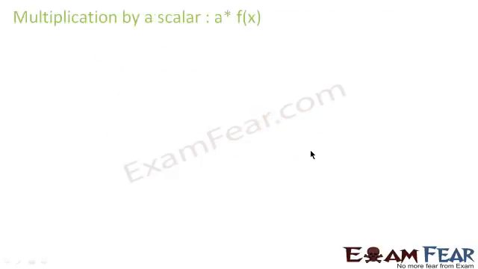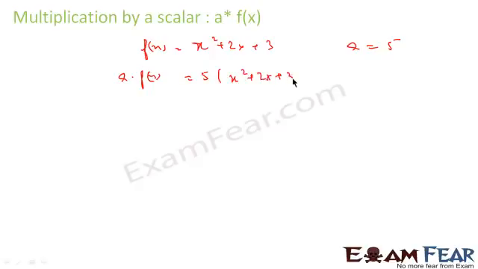Similarly, when you multiply a scalar with a function, for example, you have f(x) equal to x square plus 2x plus 3 and you have a equal to 5, then a into f(x), or 5 into f(x), is equal to 5 times x square plus 2x plus 3. This is equal to 5x square plus 10x plus 15.